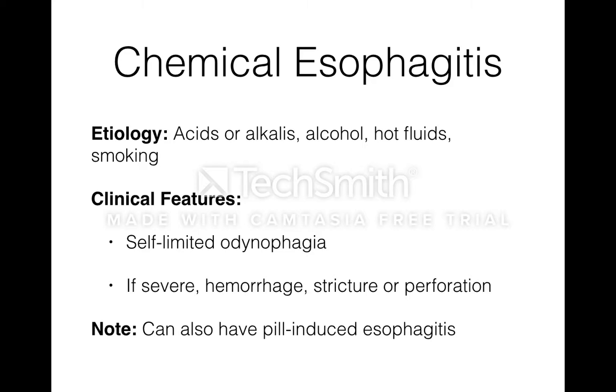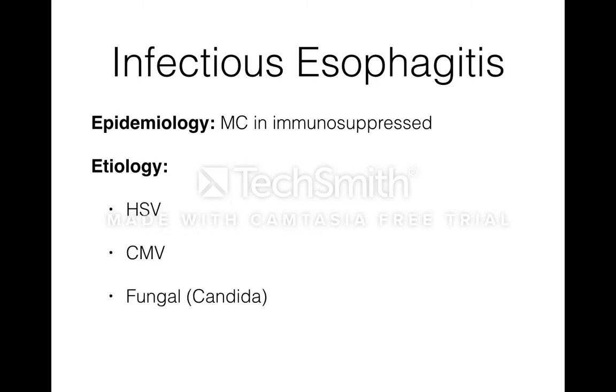Okay, so chemical esophagitis is caused by acids or alkalis, alcohol, hot fluids, or even smoking. Clinically, the patient's going to present with a self-limited odynophagia, or pain with swallowing. And if it's severe enough, you can get hemorrhage, stricture, or even perforation. Of note, you can also have a pill-induced esophagitis, and this tends to occur with really large pills such as the HIV antiretroviral medications.